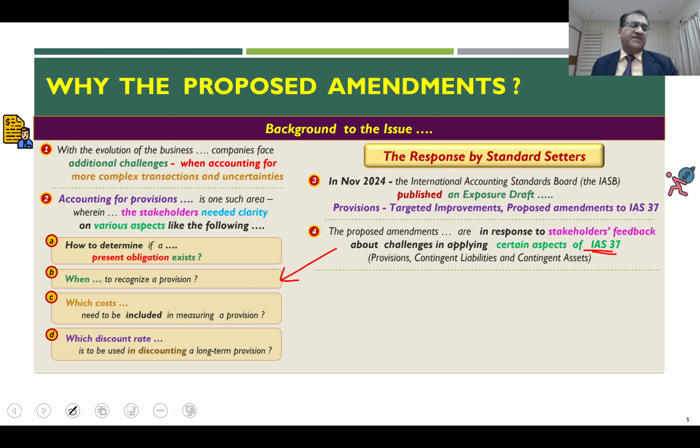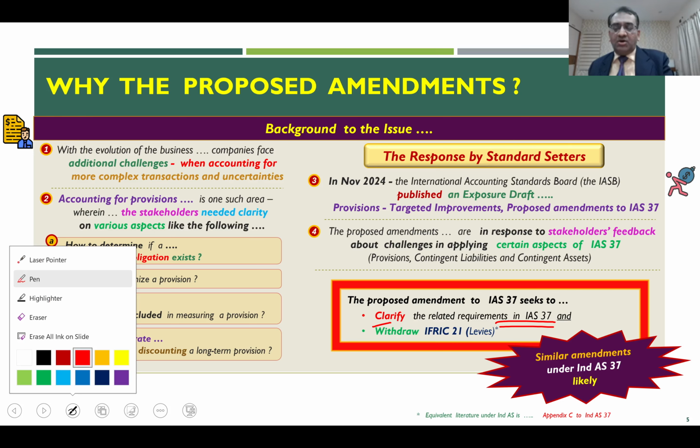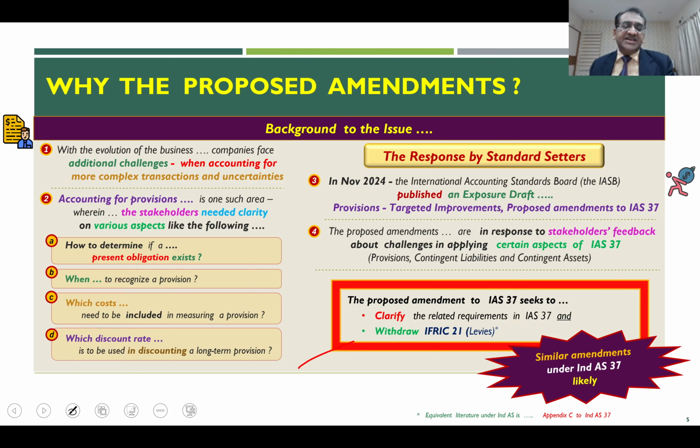From an IFRS perspective and Ind AS 37 from an Ind AS perspective. And most of the challenges were hovering around these set of questions. And therefore, the proposed amendment to IAS 37 seeks to clarify what are the related requirements in Ind AS 37, which is there, and also the proposed amendment seeks to withdraw IFRIC 21. IFRIC 21 is a separate piece of standard which deals with levies.